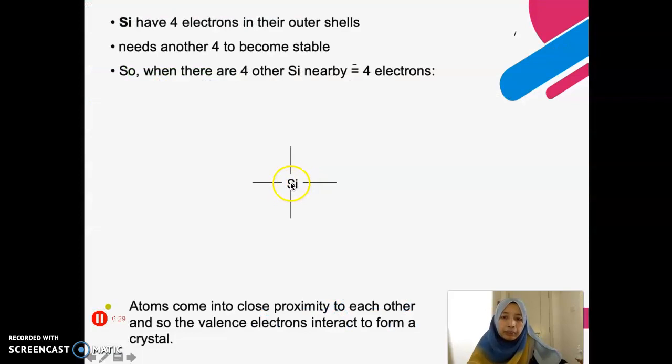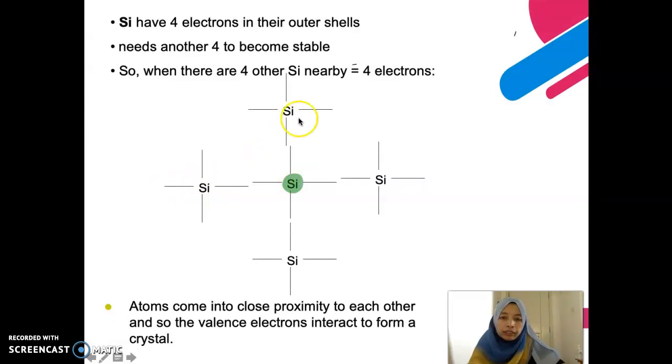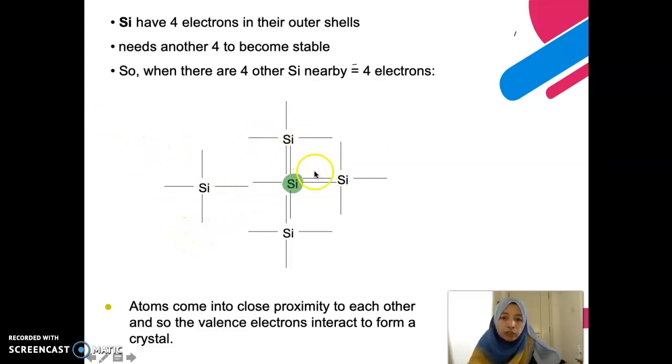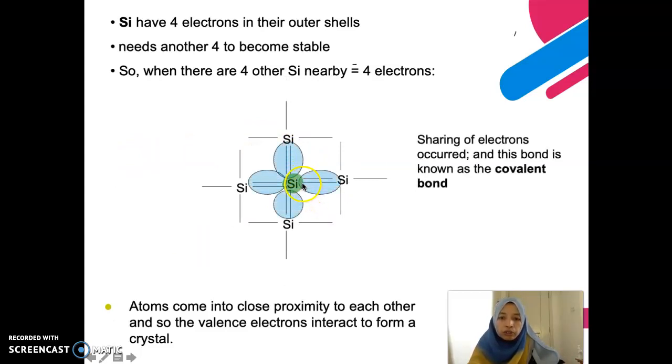Okay, let's see some animation here. So silicon, how many valence electron of the silicon? We have 4. So for example, here is 4 electron. So what will happen between these 2 electrons here? There will be a covalent bond sharing together the electron, where we call this one a covalent bond. So this is what we call sharing of electron.